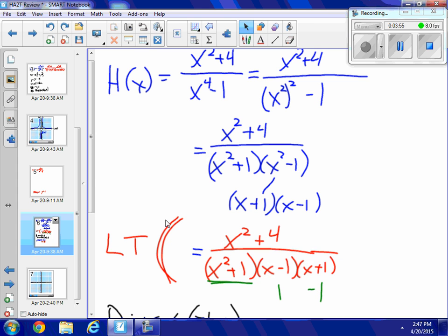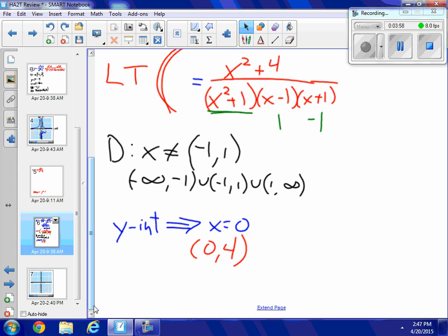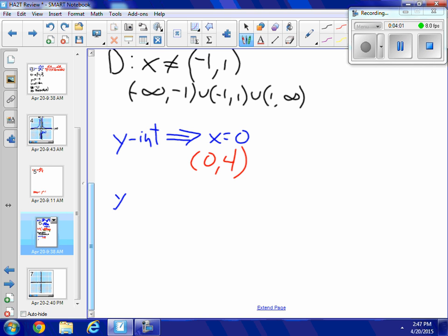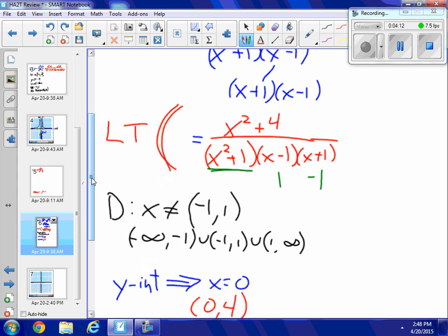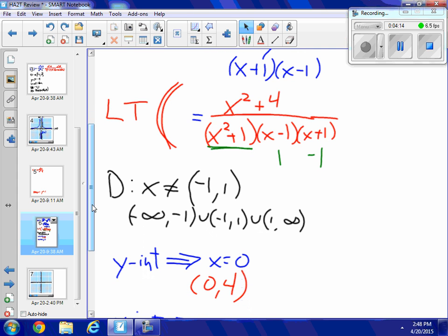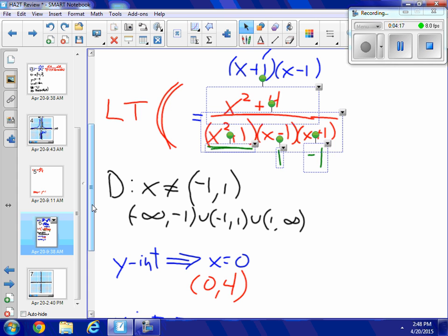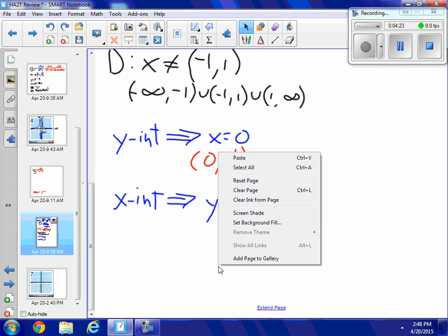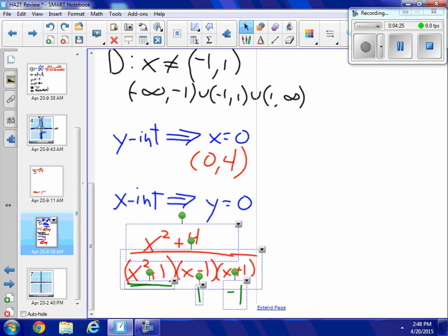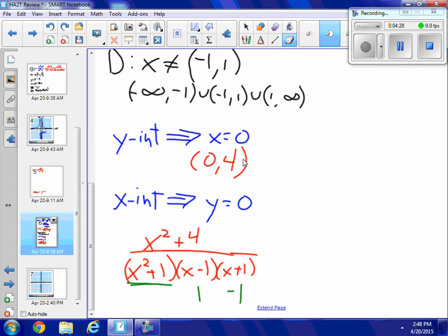For my x-intercept, I make y equal to 0. So I go back to my function, and I think I'll look at it here in lowest terms. And I have this right here. I'm just going to copy it, and I'm going to put it right here. Okay, so there's my function in lowest terms. And I want to find out where that is going to be equal to 0. So I'll set it equal to 0.